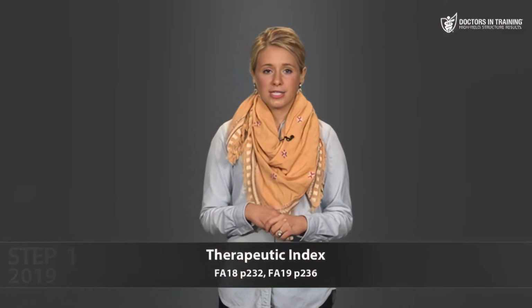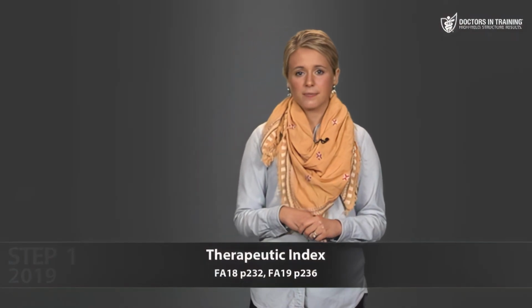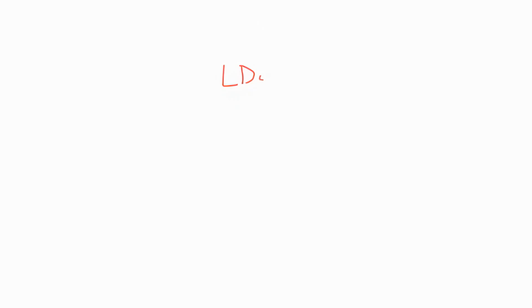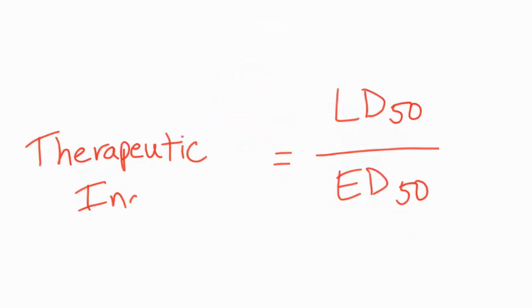Now let's talk about drug safety and therapeutic index. There are two components to therapeutic index. You've got an LD50 and an ED50. LD50 is the dose of a drug that is lethal to 50% of people. LD is lethal dose. So it's the dose that is lethal to 50% of the population. ED50 is the dose that is effective for 50% of the population. So if you divide LD50 by ED50, that gives you therapeutic index.